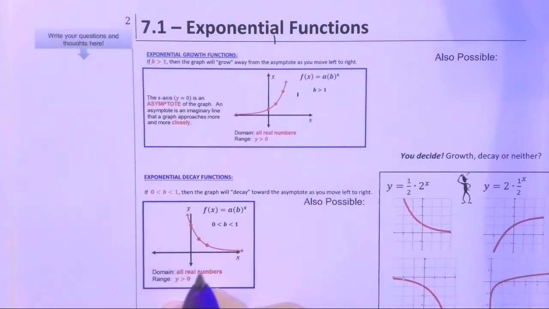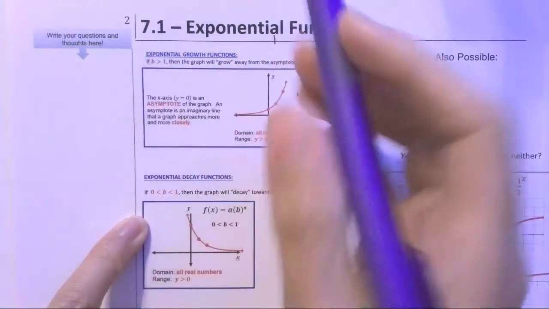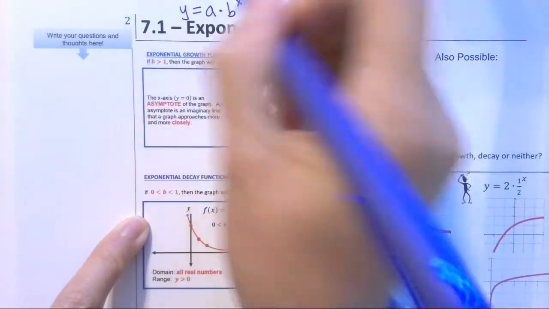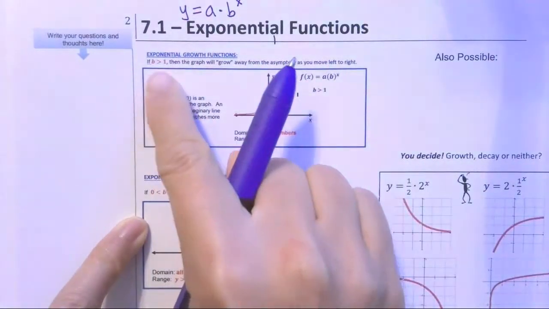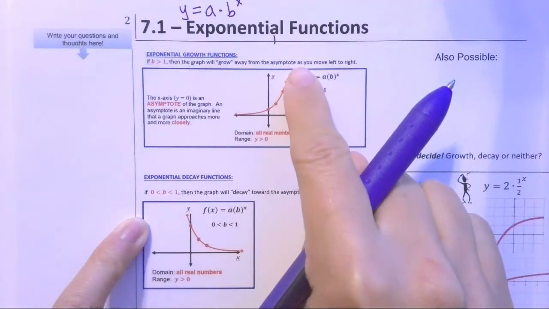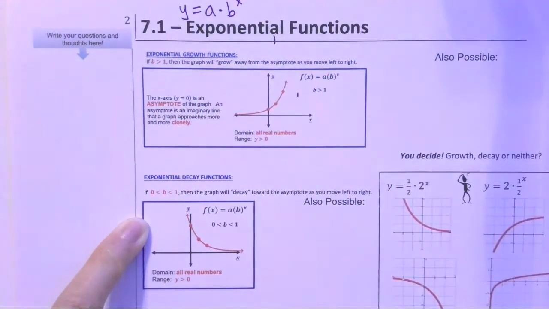All right, exponential growth function. When the b value, what was the b? Let me write down. It was y is equal to a times b to the x power. So b was the base. When the base is greater than 1, then the graph will grow away from the asymptote as you move left to right. Okay, so it makes sense, right?